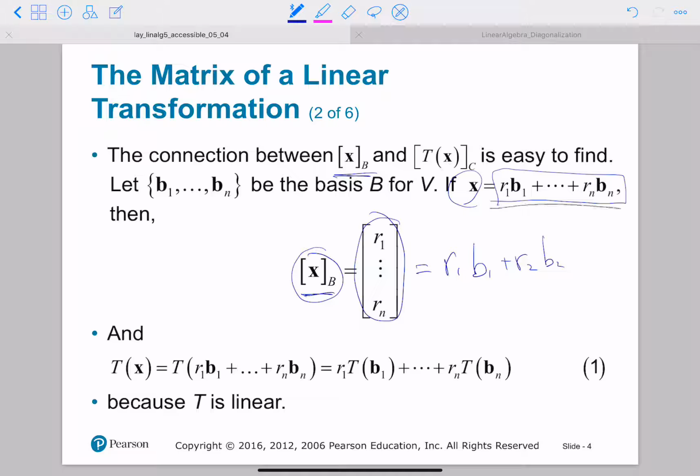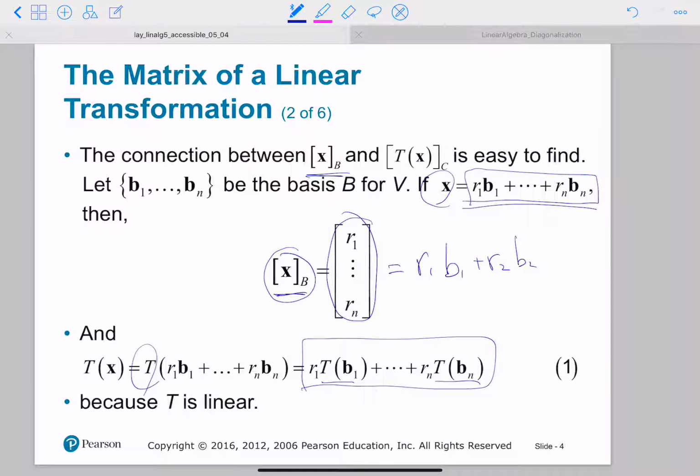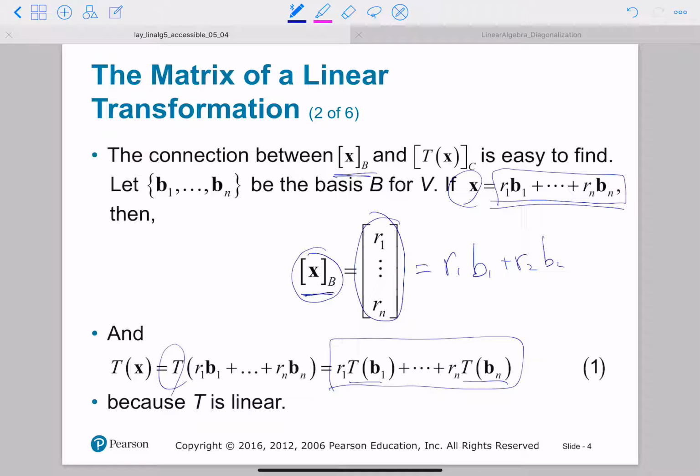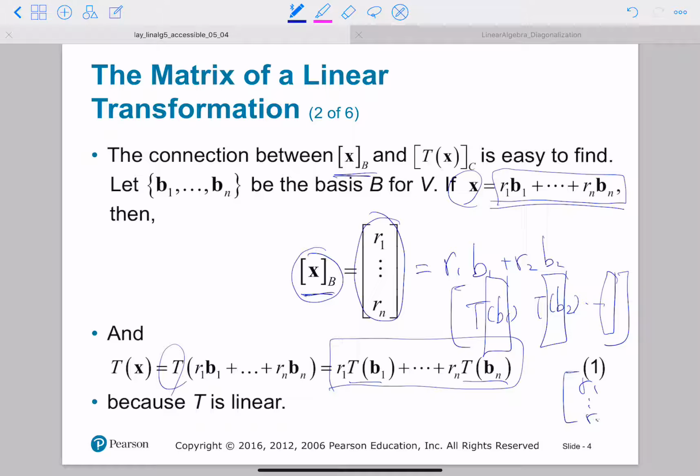Okay, so x is represented in terms of the new basis, and then let's apply the linear transformation T. Due to linearity, we can apply the linear transformation first, and later form the linear combination as well. In this case, we can represent this guy in terms of Tb1 and Tb2 and so on, as a standard matrix, okay, times r1 through rn, which are the coordinates with respect to the basis B, okay?